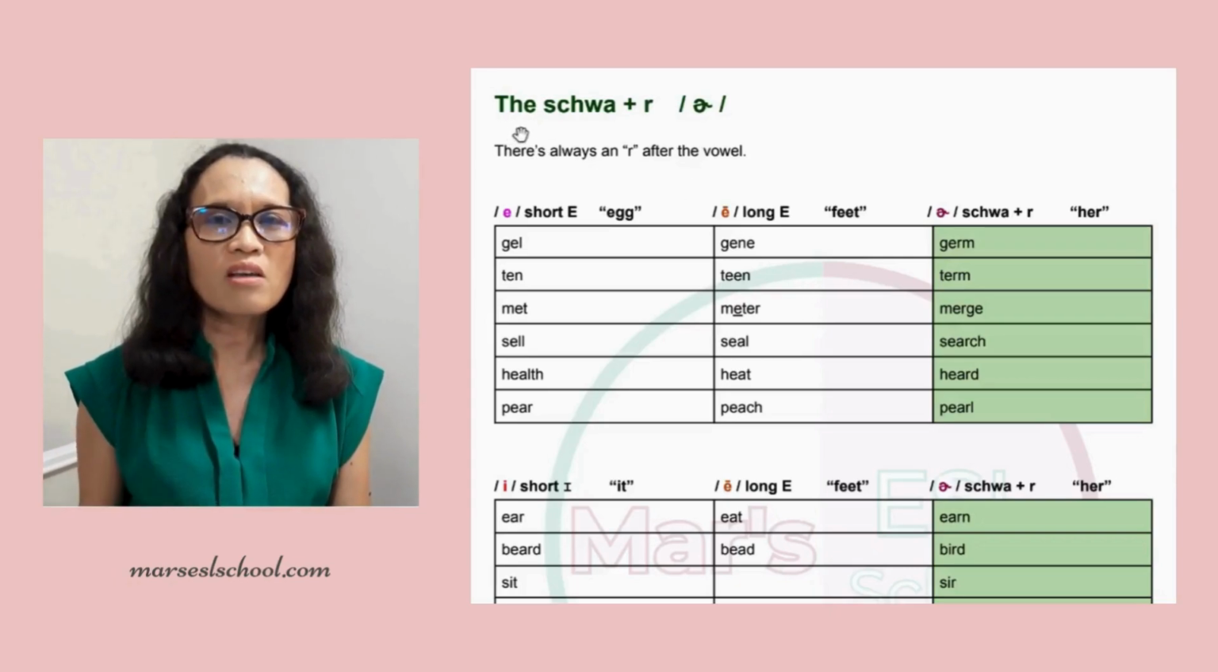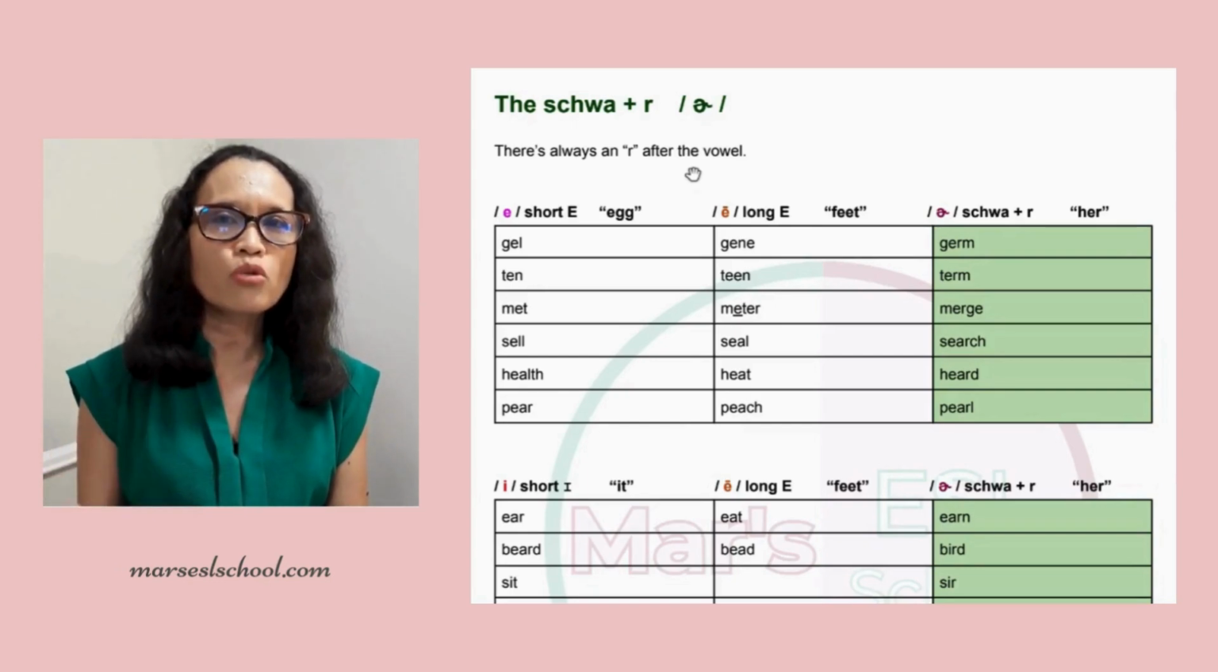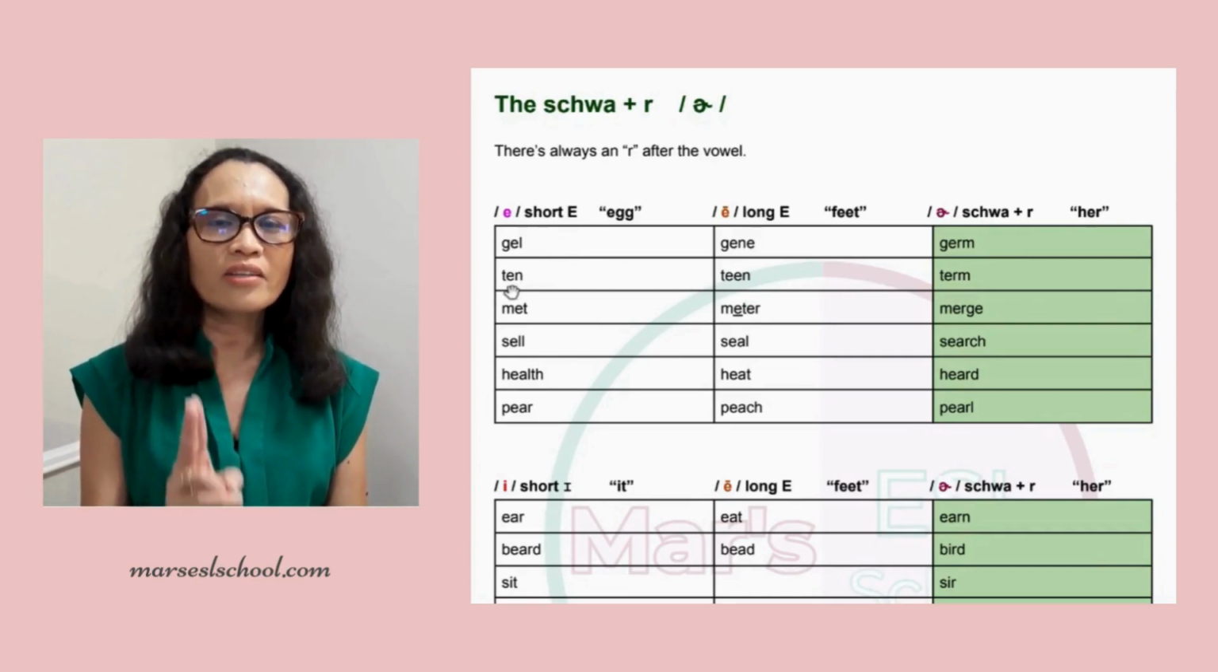The schwa+r is an R-controlled vowel. So there's always an R after the vowel. And the R controls the vowel sound, or it changes it from its normal pattern. So if you look at our examples here, we have some words with a single letter E in it.